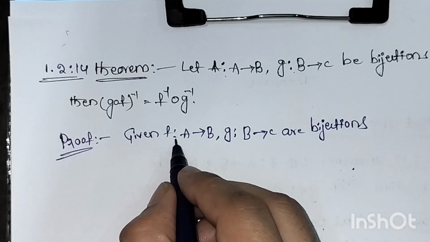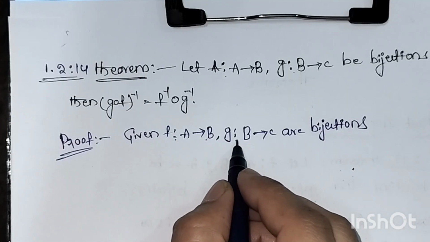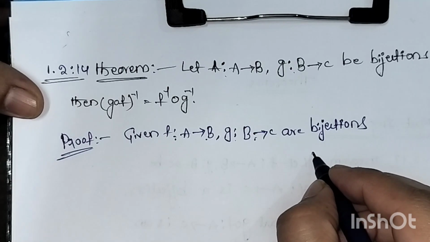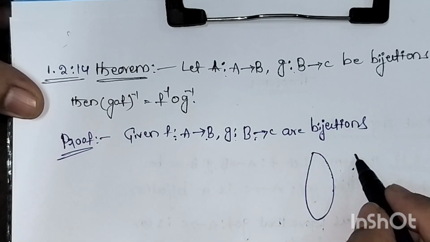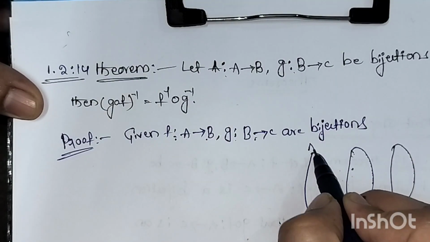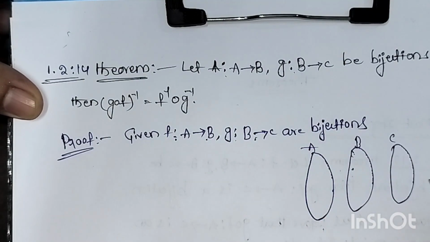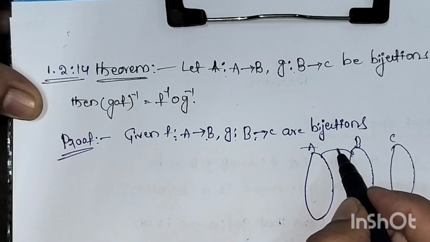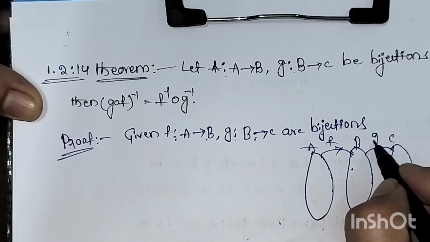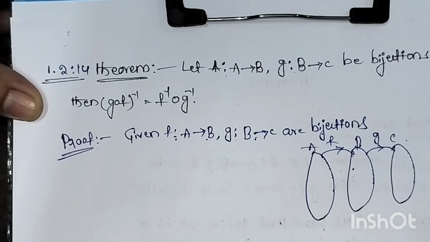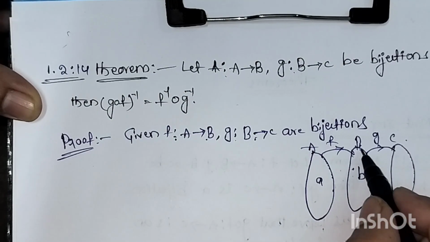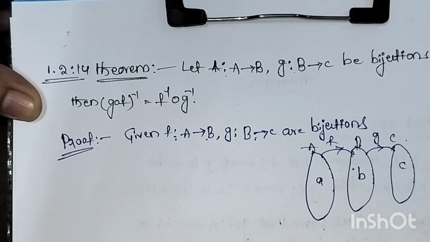So F maps A to B is a bijection, G maps B to C is a bijection. Take three sets. This is set A, this is set B, this is set C. F is a function from A to B, G is a function from B to C. Small a is the element of set A, small b is the element of set B, small c is the element of set C.